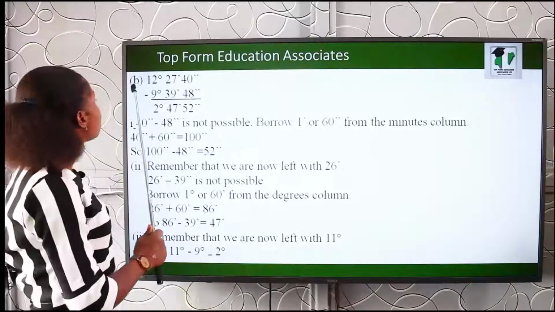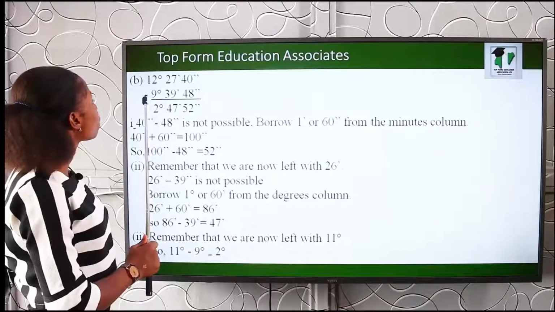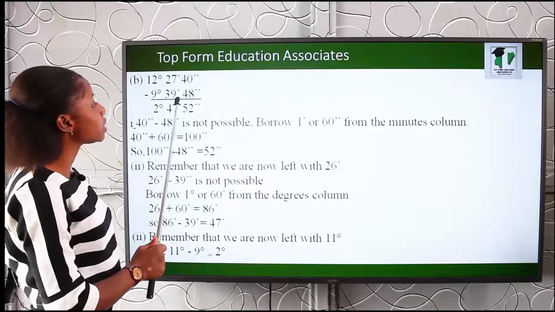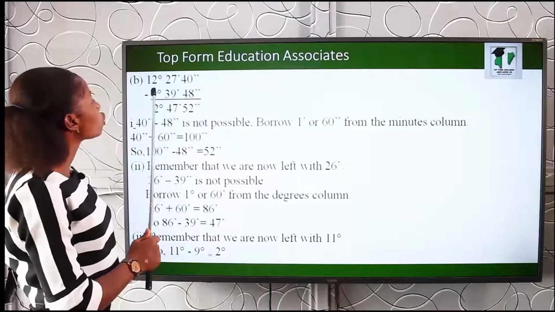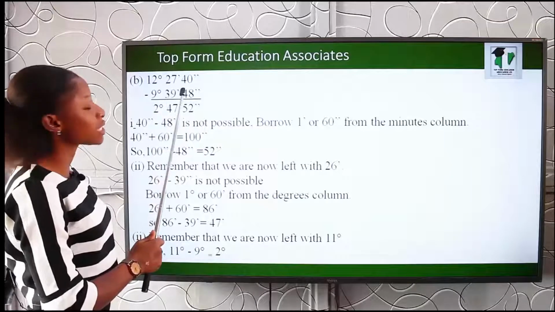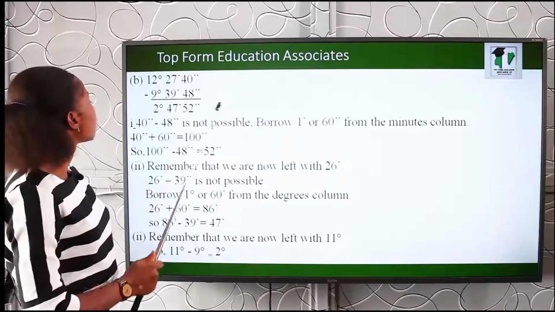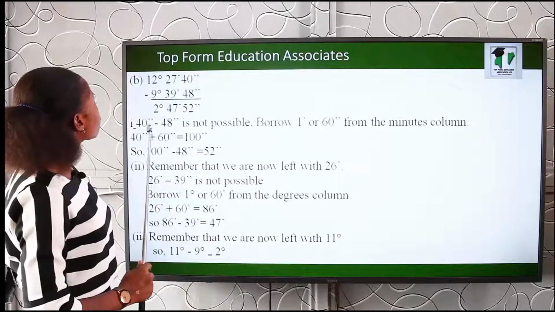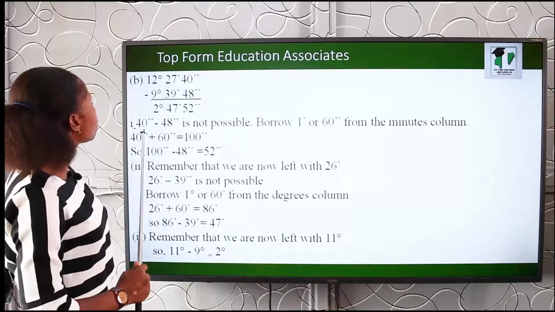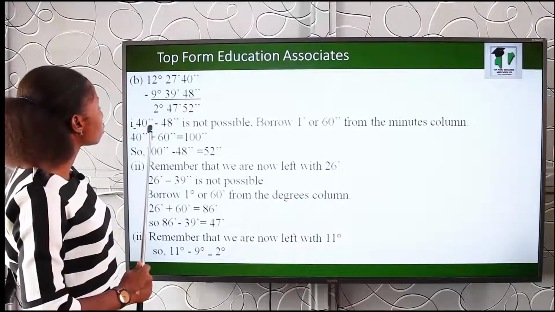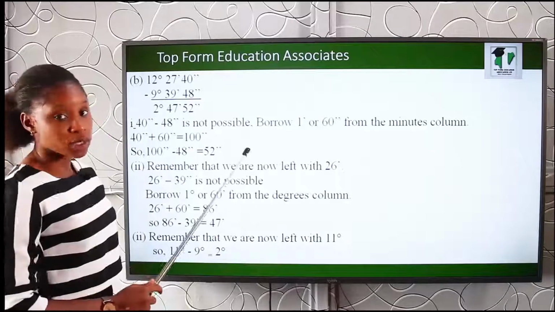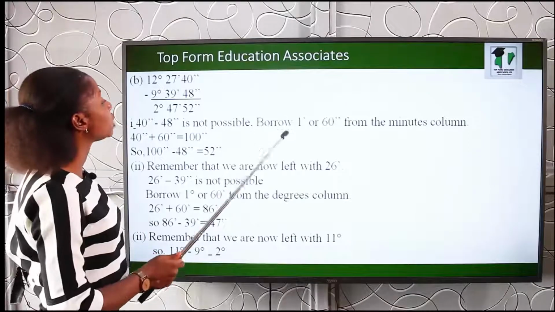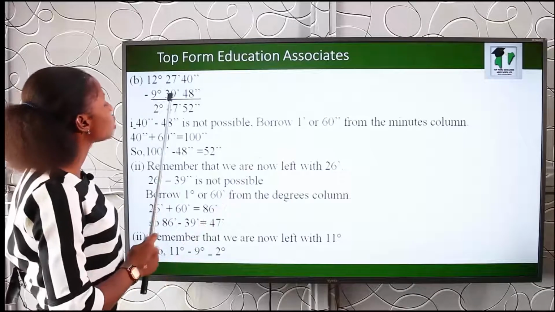Now, the B part asks us to subtract 9 degrees, 39 minutes, and 48 seconds from 12 degrees, 27 minutes, and 40 seconds. Now, to do that, we are going to try to subtract 48 seconds from 40 seconds. We all know that's not possible. So we are going to borrow 1 minute from the minutes column.